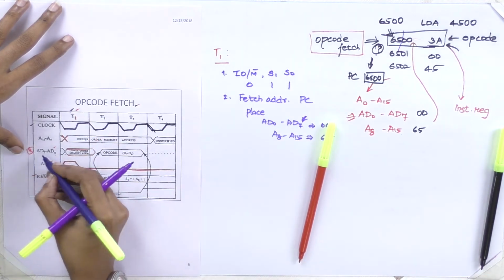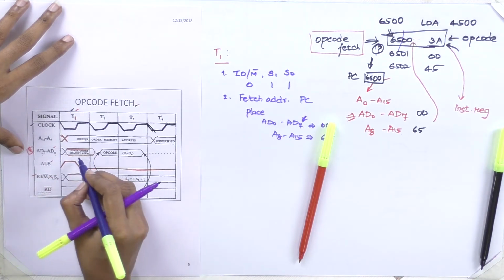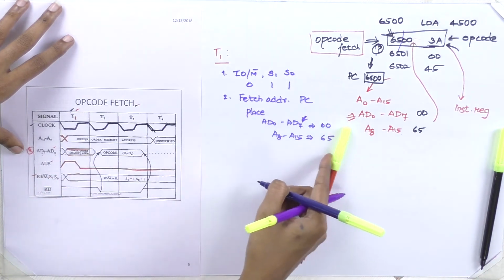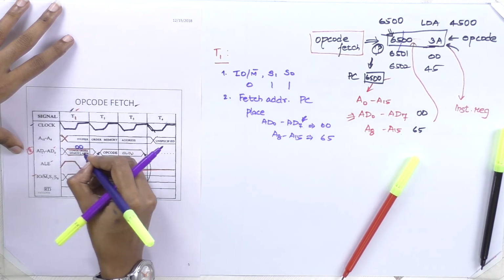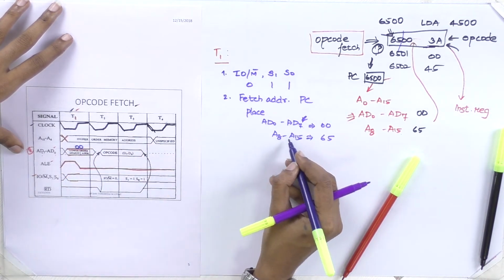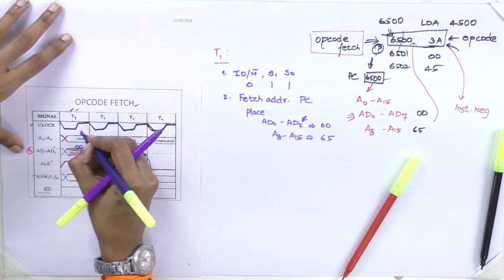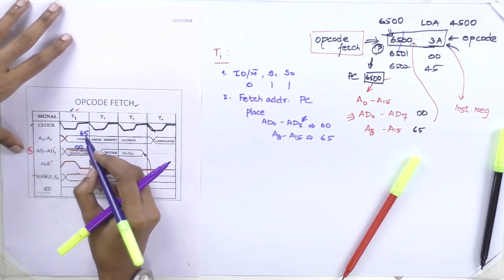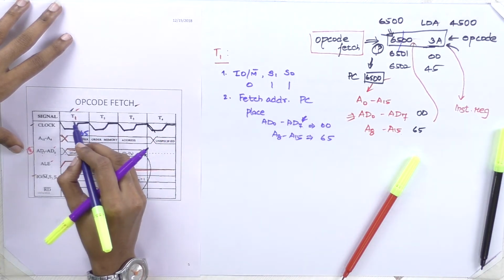So I will write in a different color. From AD0 to AD7, the lower byte, what value will be there? 0, 0. So 0, 0 will be placed here. In A8 to A15, what value? 65. 65 will be placed here. So this will happen in T state 1.